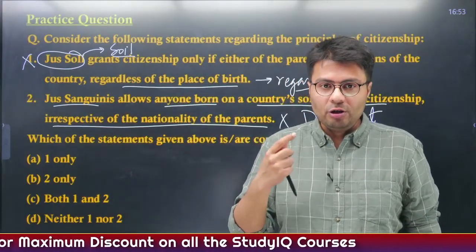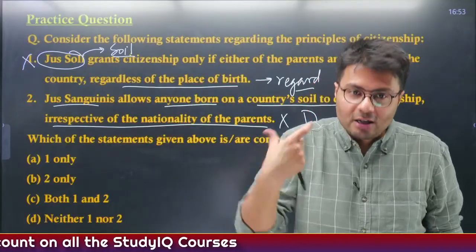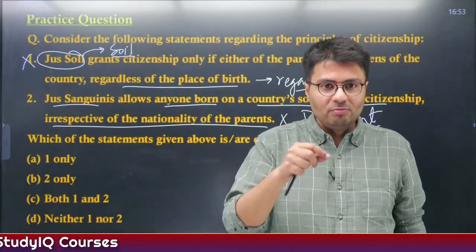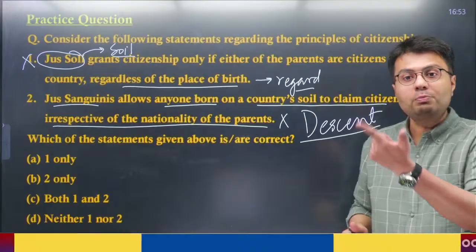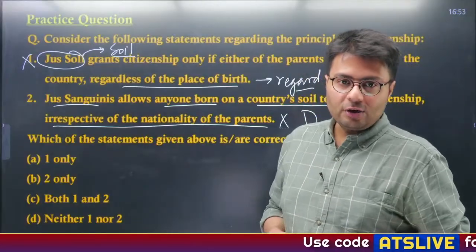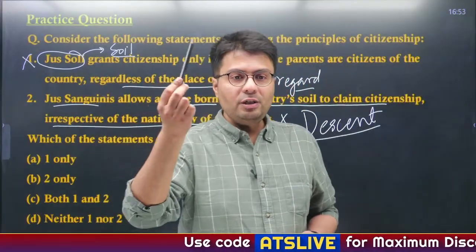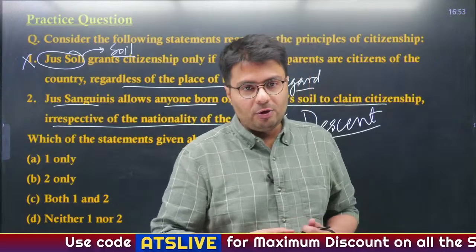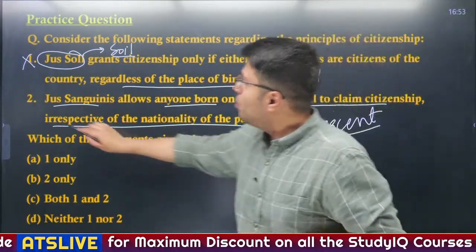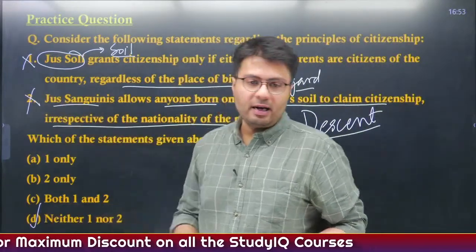The American Constitution only allows citizens who are originally citizens of the US, not a naturalized citizen. So if I acquire citizenship of the US in future, I won't be eligible to become US president. Okay, so both of these statements are incorrect. Option D is the right answer.